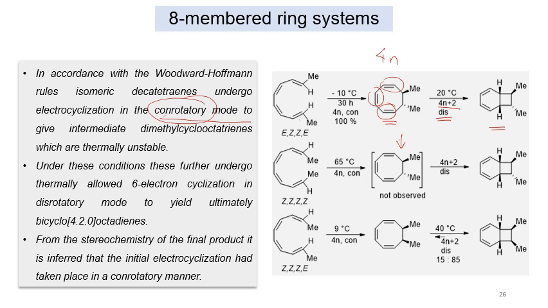Obviously, from the stereochemistry of the final product, we can infer the stereoselectivity or the mode of cyclization in the first case. So from the selectivity of this particular transformation, we can clearly indicate that this is a 4N system and undergoes a conrotatory ring closure.